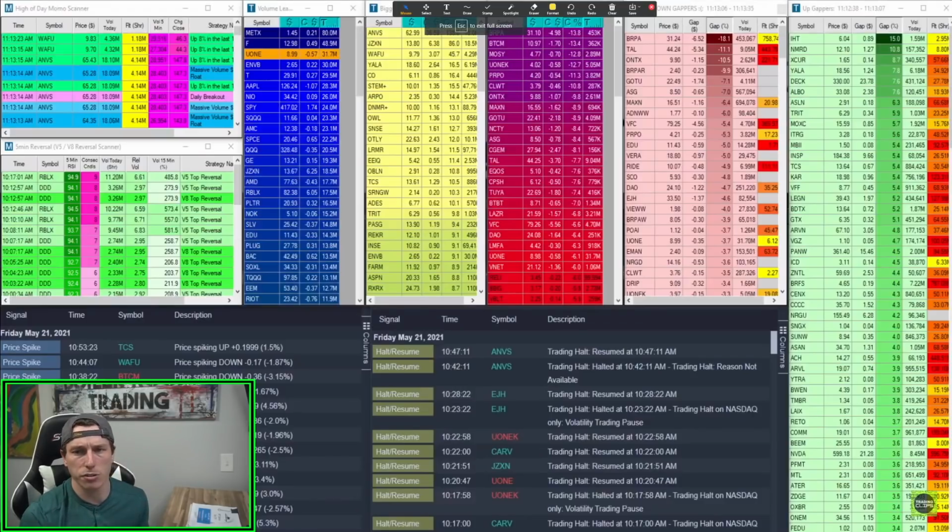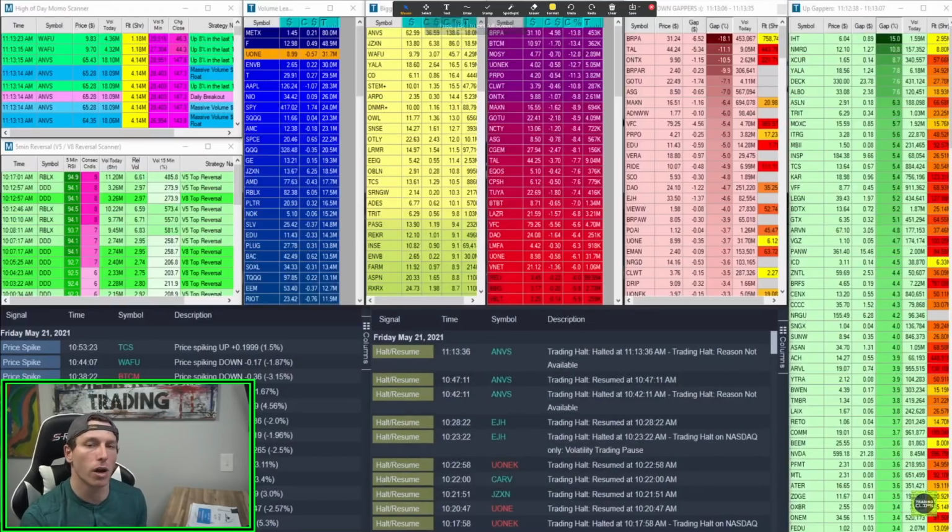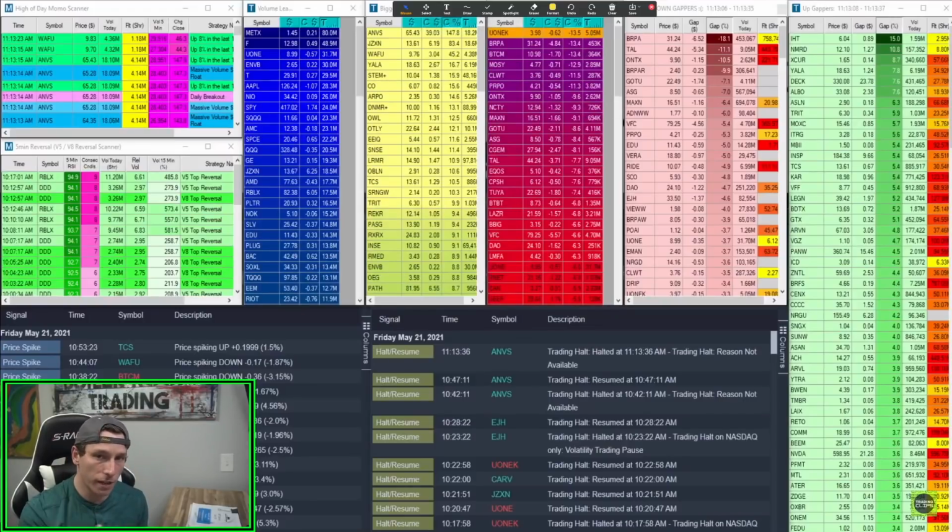That way it's easier to see the tickers that are coming across each scanner. I will say this looks very overwhelming, very complicated, but it's really not. So what we're going to do is go over each of these scanners briefly and give you an understanding of what it is they do.